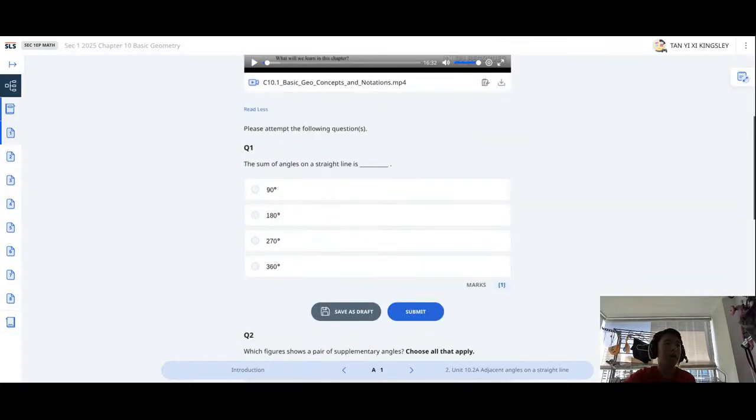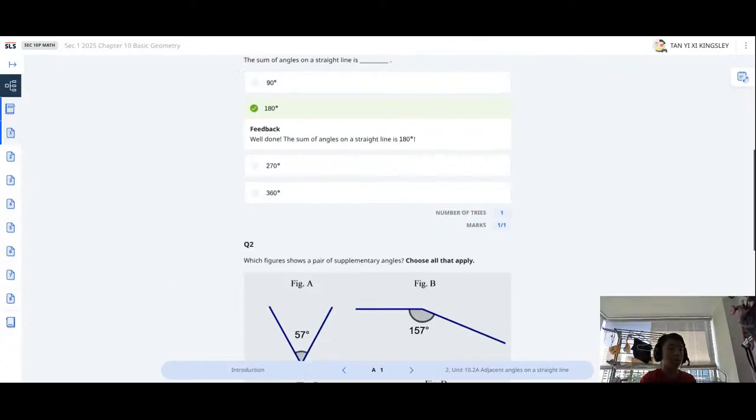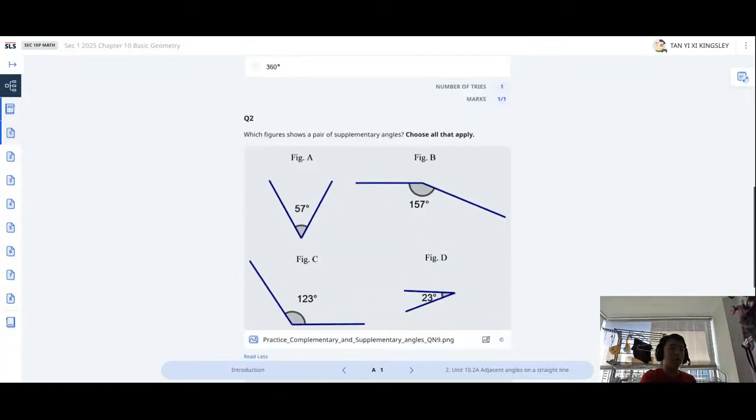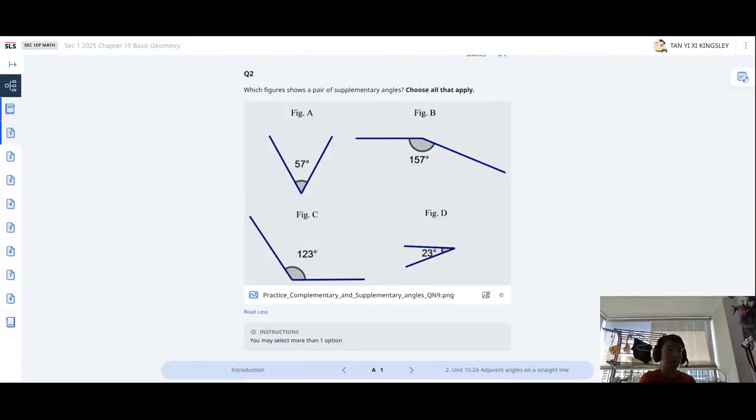Next. The sum of angles on a straight line is 180 degrees, right? Or is it 360? Oh no, it's 180, okay, good. Which of the four figures shows a pair of supplementary angles? Choose all that apply.